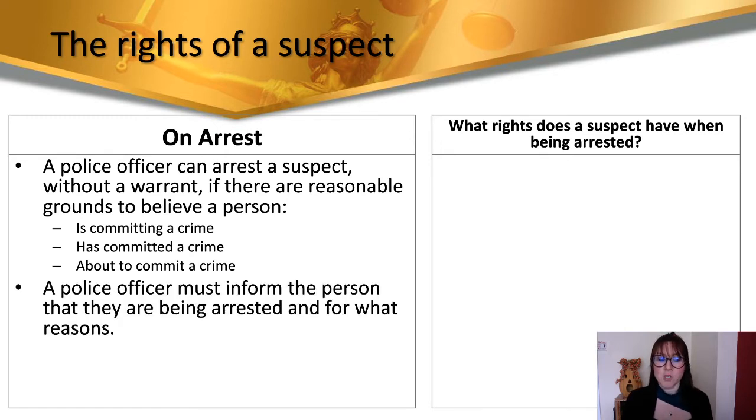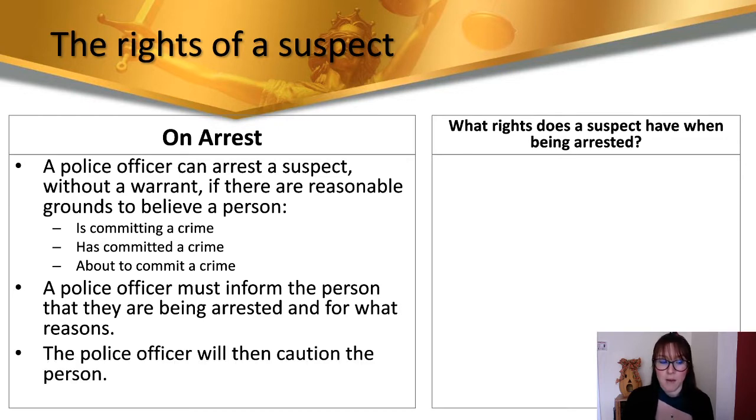A police officer must inform the person that they are being arrested and for what reasons. I'm arresting you for blah, blah, blah. The police officer will then caution the person. Anything you say will be given as evidence, etc.